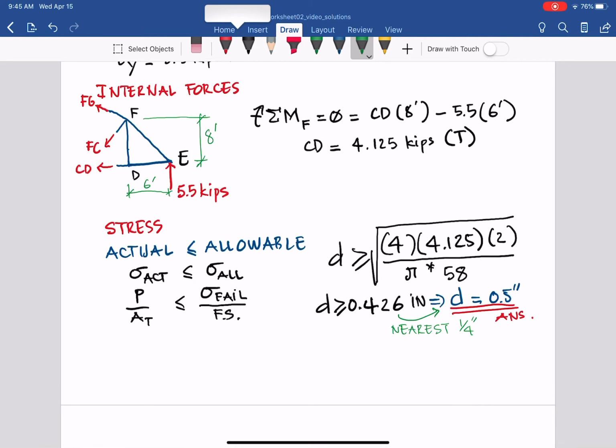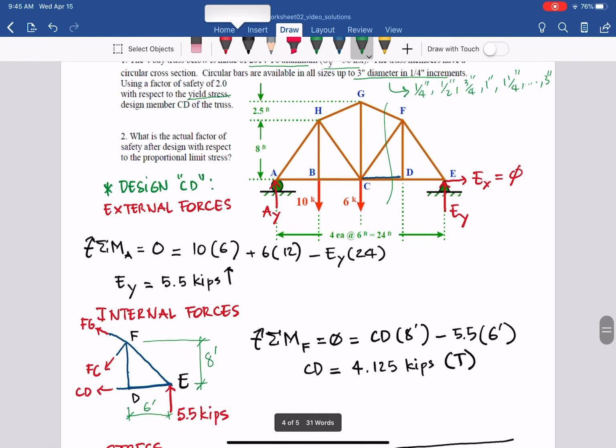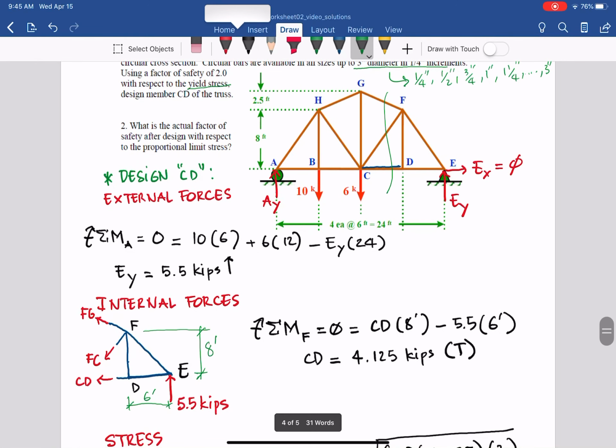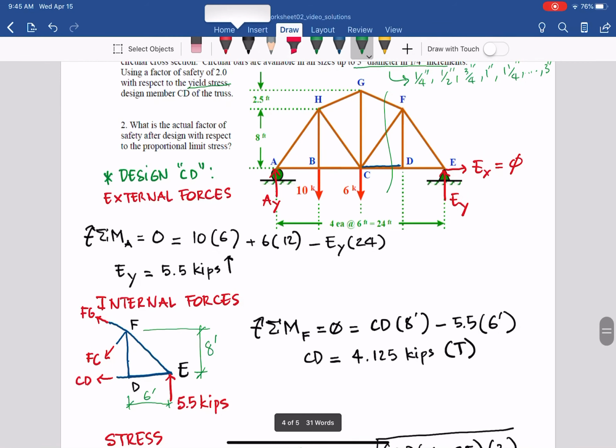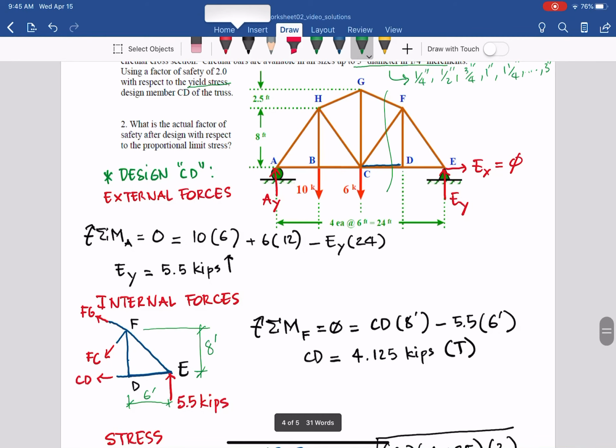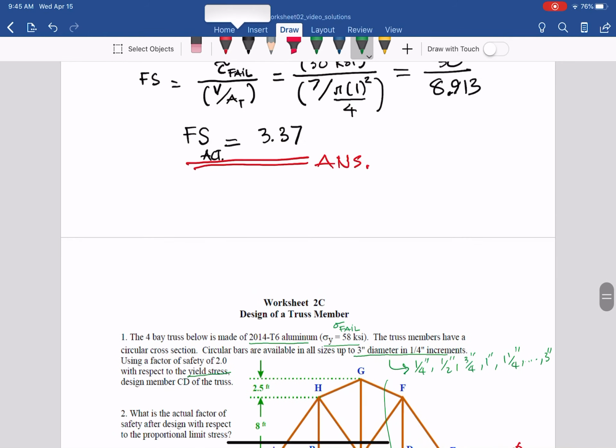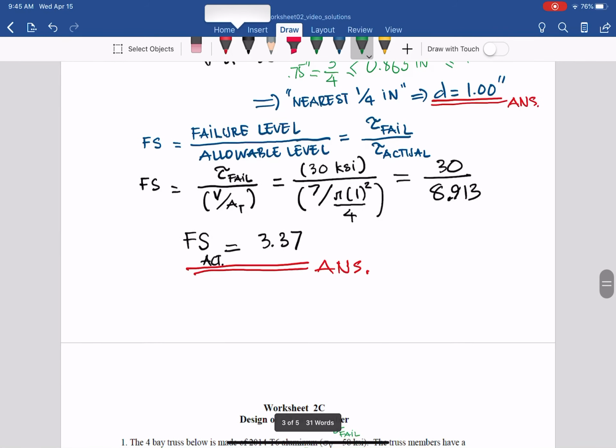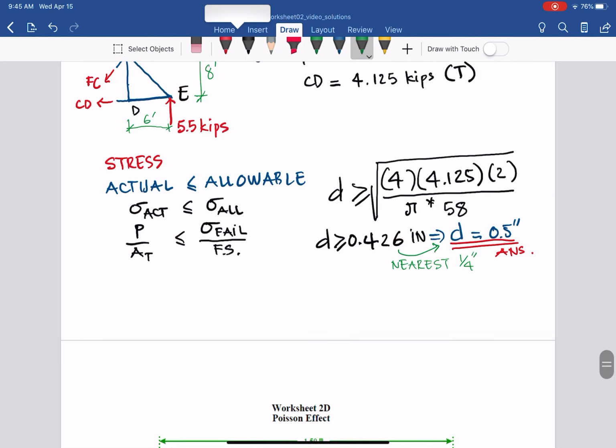Before we choose that. And now the question asks number 2, what is the actual factor of safety after design with respect to proportional limit stress? What is that about, proportional limit stress? We will talk about that next class, lesson 3. But now it's actually the same as the one we just did in worksheet 2b. So just get that done here. So the actual factor of safety, that would be fast.